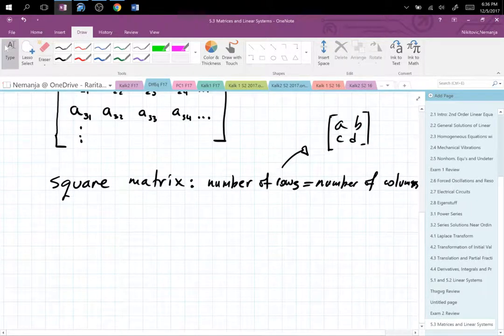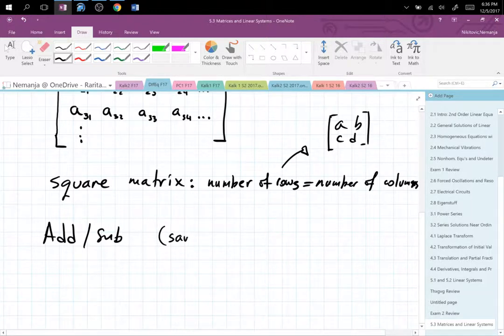So to add and subtract matrices, first they have to be the same size. So you cannot add a rectangular matrix, let's say 2 by 8, to a square matrix 3 by 3. That makes no sense. You have to have the same size matrix, and then they will add.